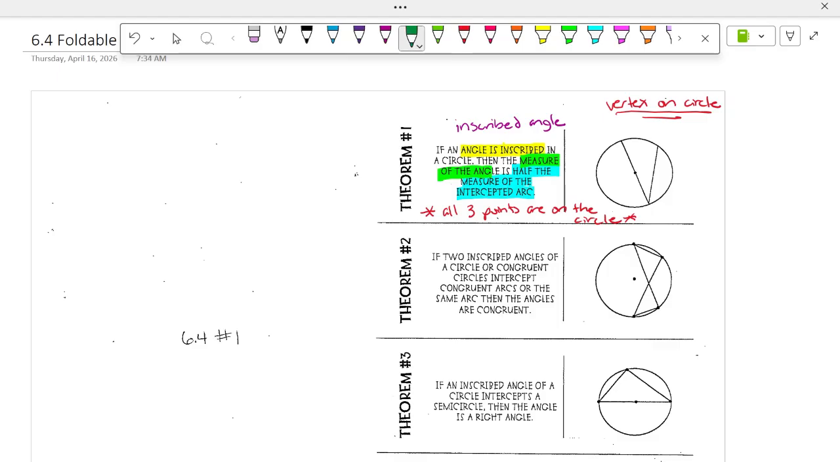So if we look at this picture here, all 3 points, including the vertex, are on the circle. So this right here is the inscribed angle. Now, the connection is that this angle is equal to half the measure of its intercepted arc, which is right here. So for example, if this angle was 30 degrees, that would make this arc what? 60. So the arc's going to be bigger than the angle. The angle's half the arc.